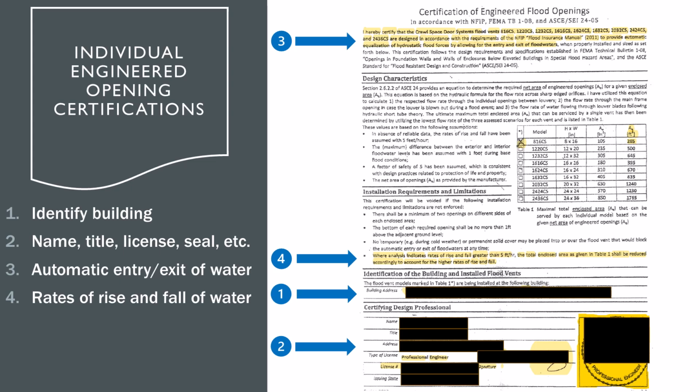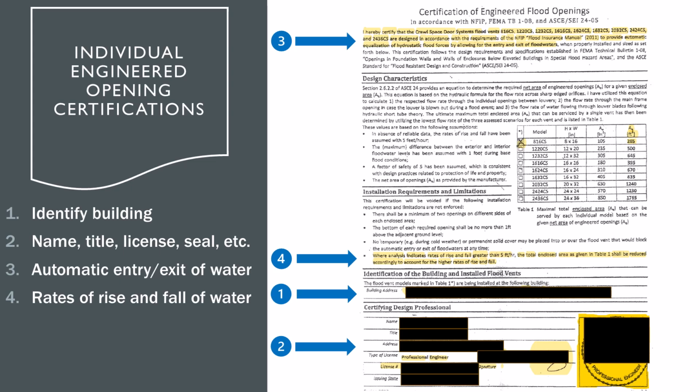Second, it must show the name, title, address, type of license, state issuing the license, signature, and seal of the certifier. Third, it must include a statement certifying that the openings will equalize hydrostatic pressure on exterior walls by allowing for the automatic entry and exit of floodwaters. And fourth, the range of flood characteristics tested or computed, such as the rates of rise and fall of floodwaters.